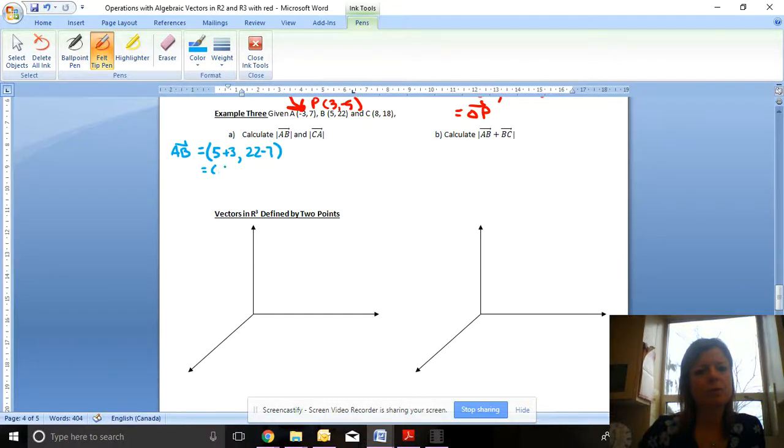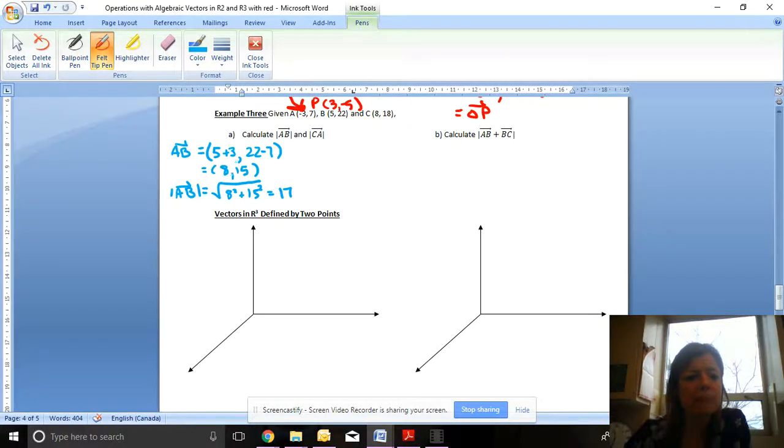So that gives me the coordinate 8, 15. Then the magnitude of that coordinate is just the square root of 8 squared plus 15 squared, which is equal to 17 once you take that square root. Okay, so that's one way of doing it. It's just finding the coordinates of AB first and then doing the magnitude. Or you can do it all in one step using the long formula.